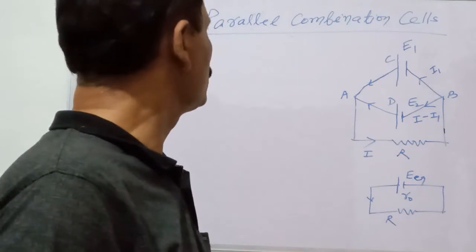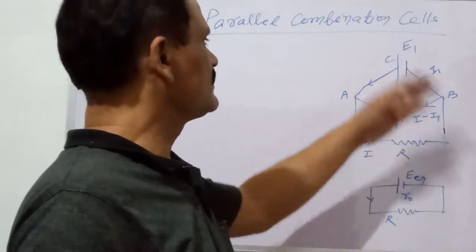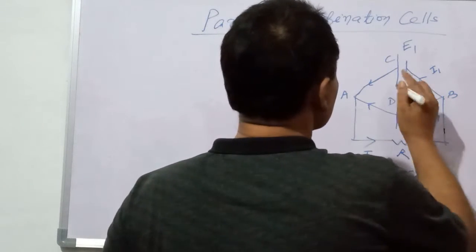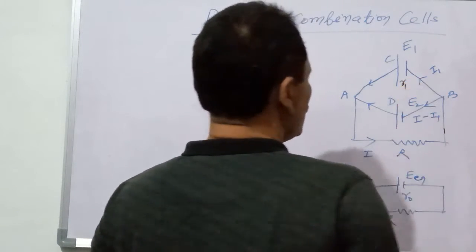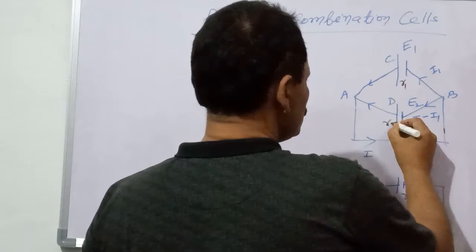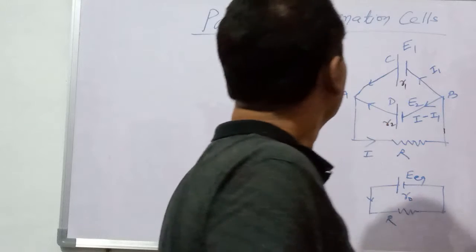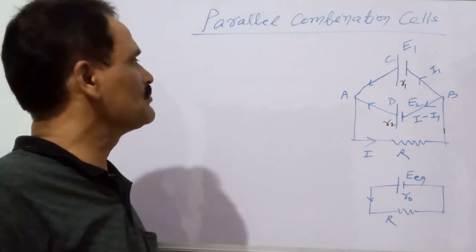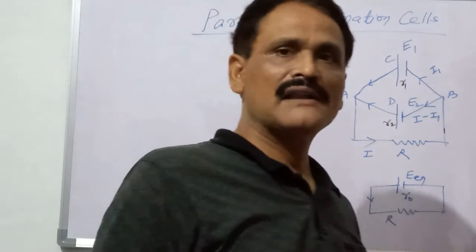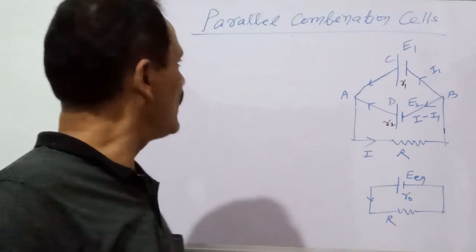Students, I am going to explain the parallel combination of cells. Suppose E1 is the EMF of one cell and its internal resistance is R1, another cell of EMF E2 and internal resistance is R2, and the positive plates of the two cells are combined at a point A, and the negative terminals of the cells are combined at the point B, and between A and B an external resistance R is connected, and suppose the current through this external resistance is I.